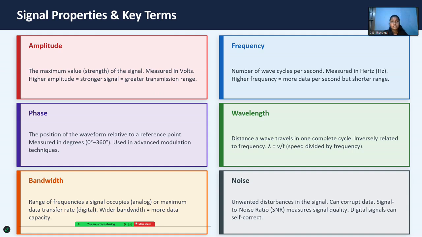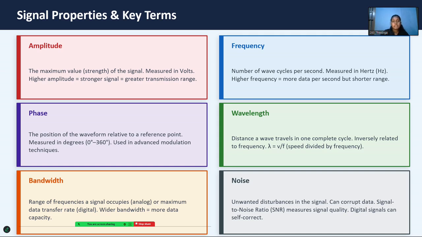Next, signal properties and key terms. Understanding how signals are characterized is essential for understanding network performance. This slide covers six key properties. Amplitude is the strength and height of the signal, measured in volts. A higher amplitude means a stronger signal that can travel further before degrading. Frequency is how many wave cycles occur per second, measured in hertz. Higher frequency means more data can be transmitted per second, but the signal does not travel as far.